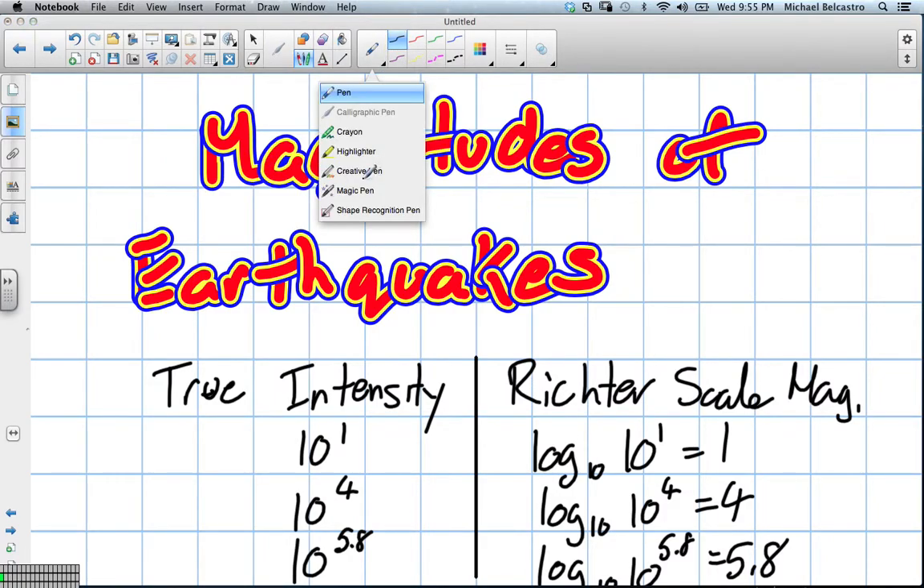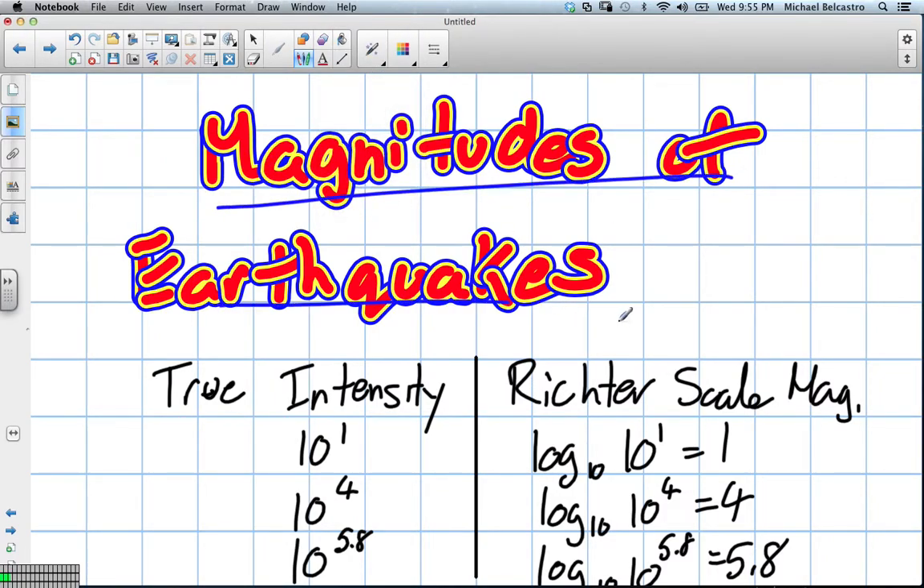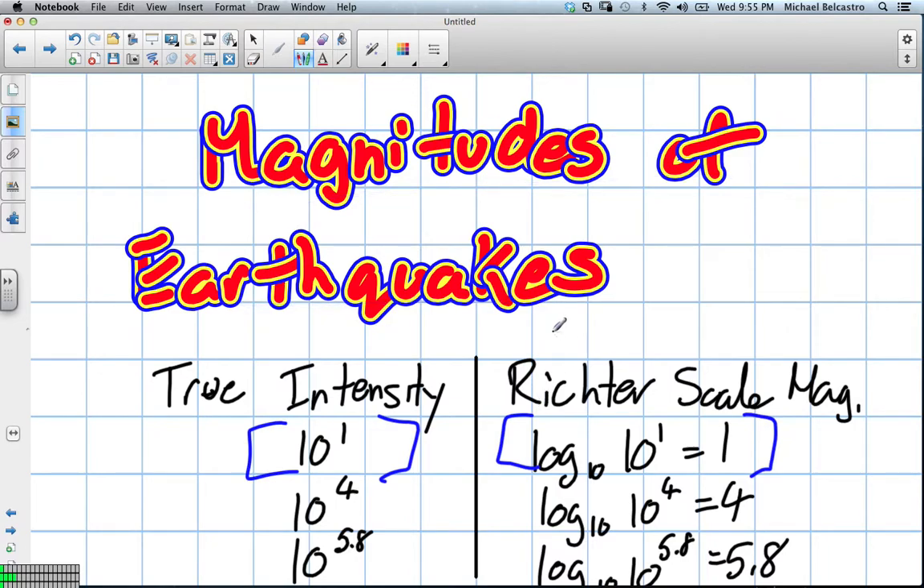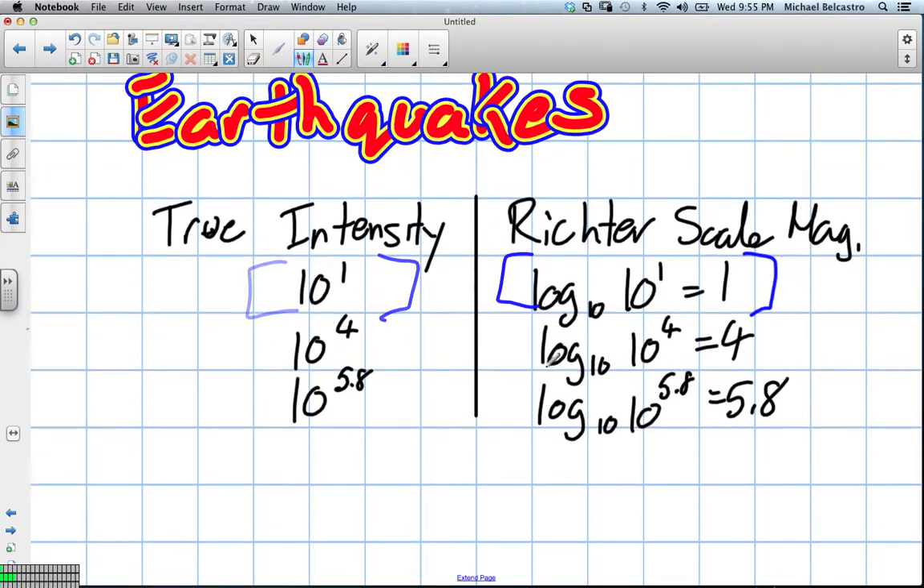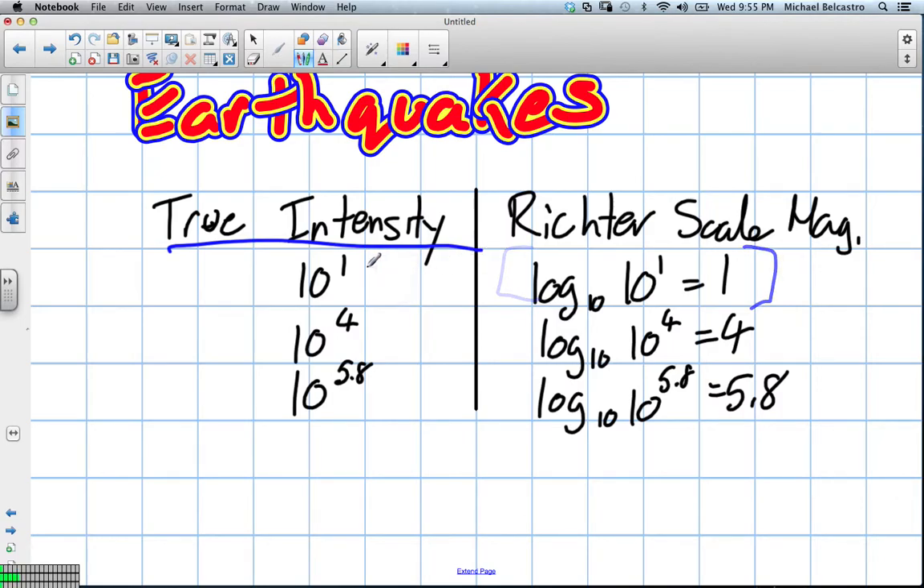Okay, so we're going to do magnitudes of earthquakes. And we're just going to show how exponential form and logarithmic functions help us determine magnitudes of earthquakes, because magnitudes can be a little confusing. So true intensity, in other words, we're going to write these values out.